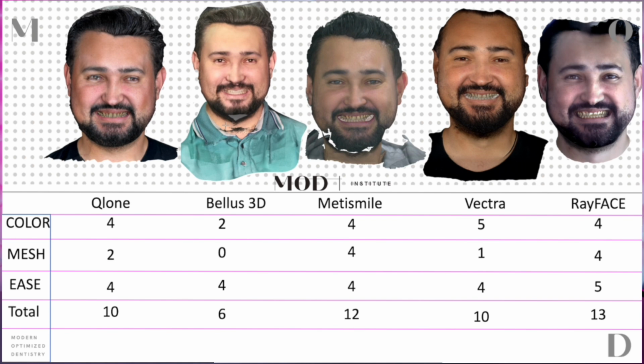Now, if you take away cost, we have some clear winners here. Rayface being the best scanner, I think, when you take away cost, and then Metismile by Shining being really close, if not almost indistinguishable from the Rayface, but it's a lot less money. And then we could see Vectra and Qlone performing about the same in my mind when cost is removed. And so we are just practicing dentistry at an incredible time when we have a lot of options.